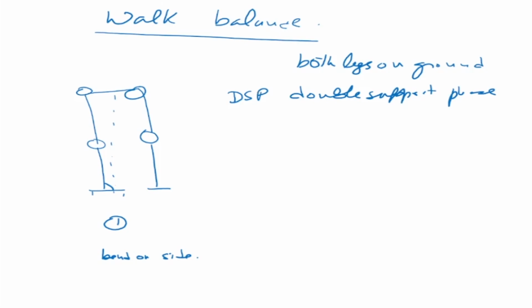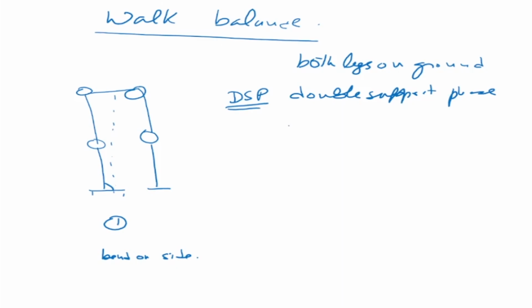Why do you bend on one side? To bring the center of gravity or the center of mass onto the foot on the ground. Otherwise what will happen is if you try and lift your foot, you will fall. It will not be balanced. And then what do we do? So this is my double support phase. And then what we do is we take the other foot and move it forward.